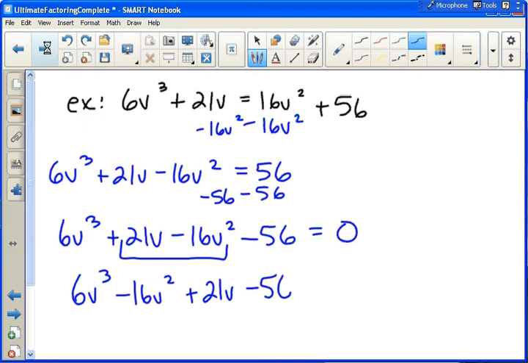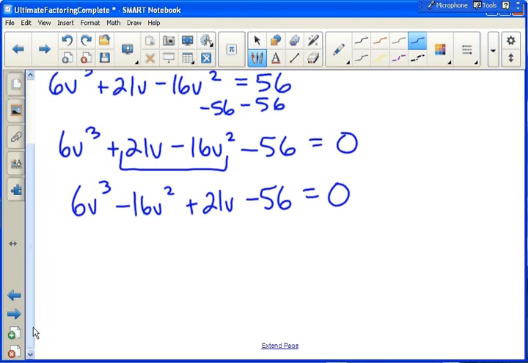Since we have 4 terms, that should set off a signal in your mind to use factoring by grouping. Actually, let's just go through our steps here. We got step 1 done. It's set equal to 0. Step 2, the biggest power is positive. Step 3, there is no greatest common factor. There's nothing all 4 have in common. So we come down to our last thing, which is to use factoring by grouping.